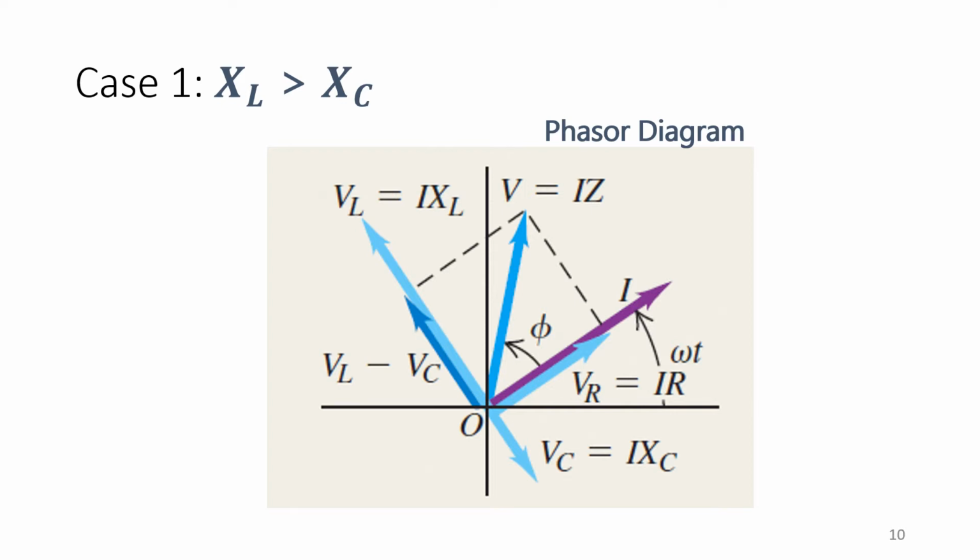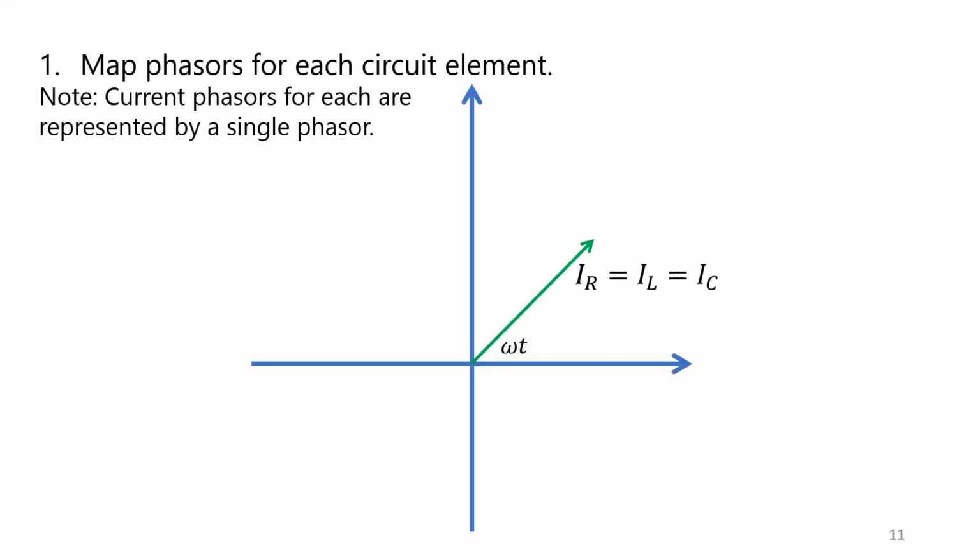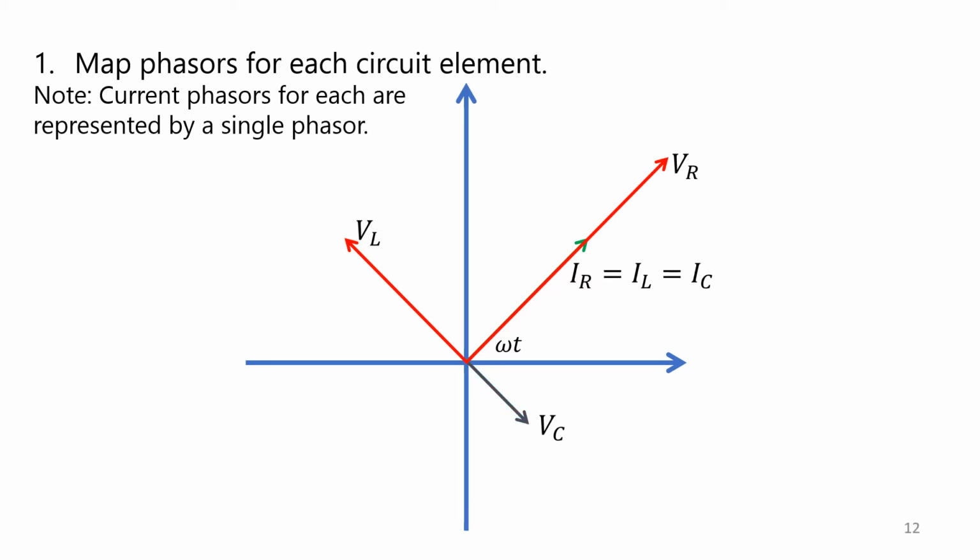Let's work with the first case where XL is greater than XC, or that the phasor of VL is greater, in magnitude, than the phasor of VC. With any case, we start by mapping the current phasor as well as all of the voltage phasors. So VR should be aligned to I, VL is ahead by 90 degrees, and VC is behind by 90 degrees. So there's nothing new here. We also know that IR is equal to IL, which is also equal to IC, owing to the circuit being in series. With our first case, XL is greater than XC.